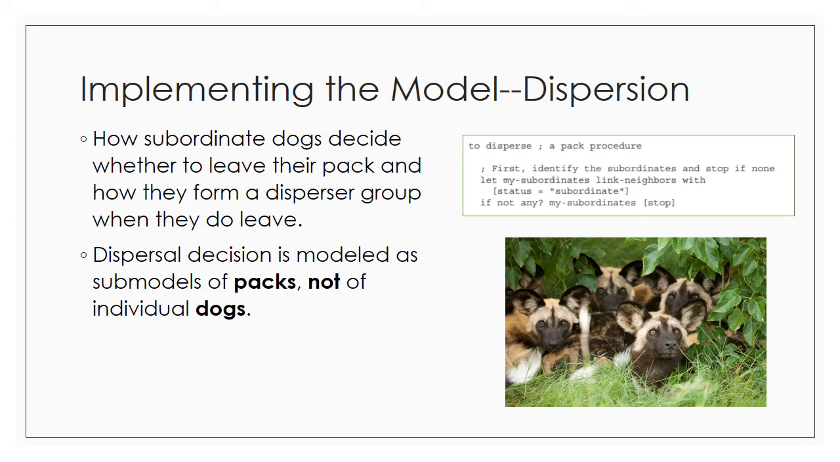Of course, we need to build a dispersion submodel to account for how subordinate dogs decide whether to leave their pack and how they form a disperser group. You can already guess that this is not a submodel about the individual dogs, this is a submodel about the packs. We start by identifying the subordinates, and we will stop if there aren't any.